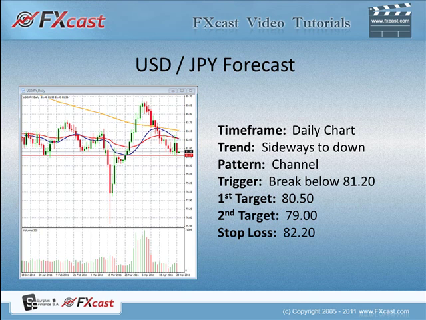This is a channeling pattern that we want to watch. We thought we were going to start to cycle back up to the top of the channel, but today's session brought us back down to the bottom, so we want to see if it's going to break. Let's go to the charts and take a look.